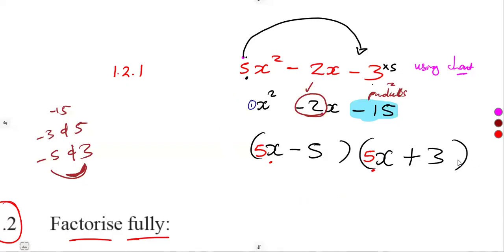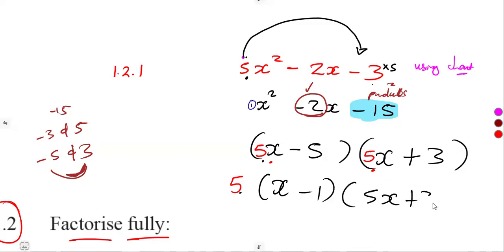Then you factor out if there is anything common in these brackets. The 5 is common in the first bracket, so we are going to factor out that 5. What are we going to remain with? 5x divided by 5, that's x, minus 5 and 5, minus 1. So that's a minus 1. And this bracket is going to remain as it is, 5x plus 3.